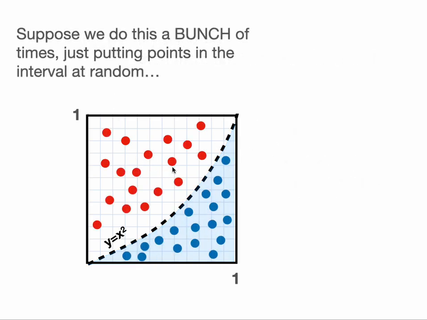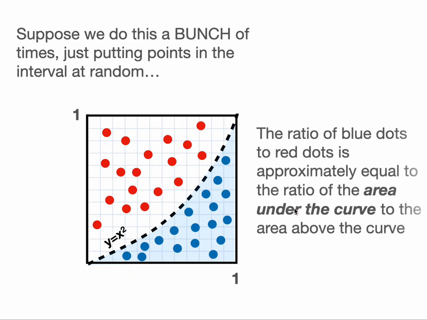If we do this a bunch of times at random, we can ask ourselves, what is the ratio of points above the curve to below the curve? That'll be related to the ratio of the two areas. Right? The ratio of blue dots to red dots is roughly equal to the area under the curve divided by the area over the curve. It's just the ratio of how many fall into each region is proportional to the area of that region if they're truly random.